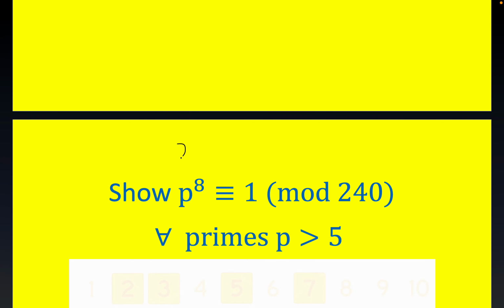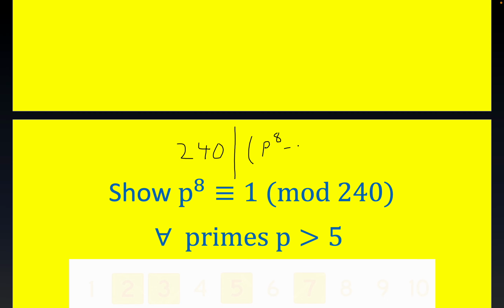We're trying to prove a congruence here with a fairly large modulus. Another way to state this is as a divisibility problem. We'll use the vertical bar. This congruence, p to the 8th is congruent to 1 mod 240, is the very same thing as saying 240 divides p to the 8th minus 1.